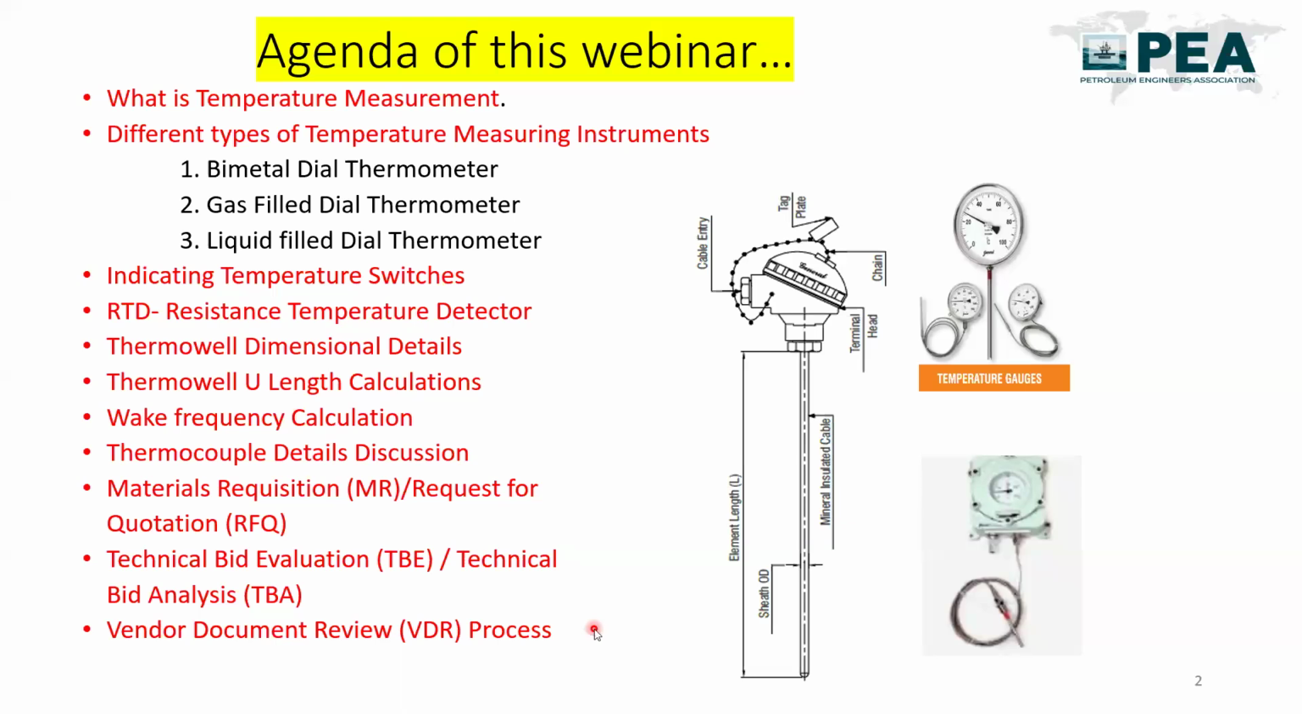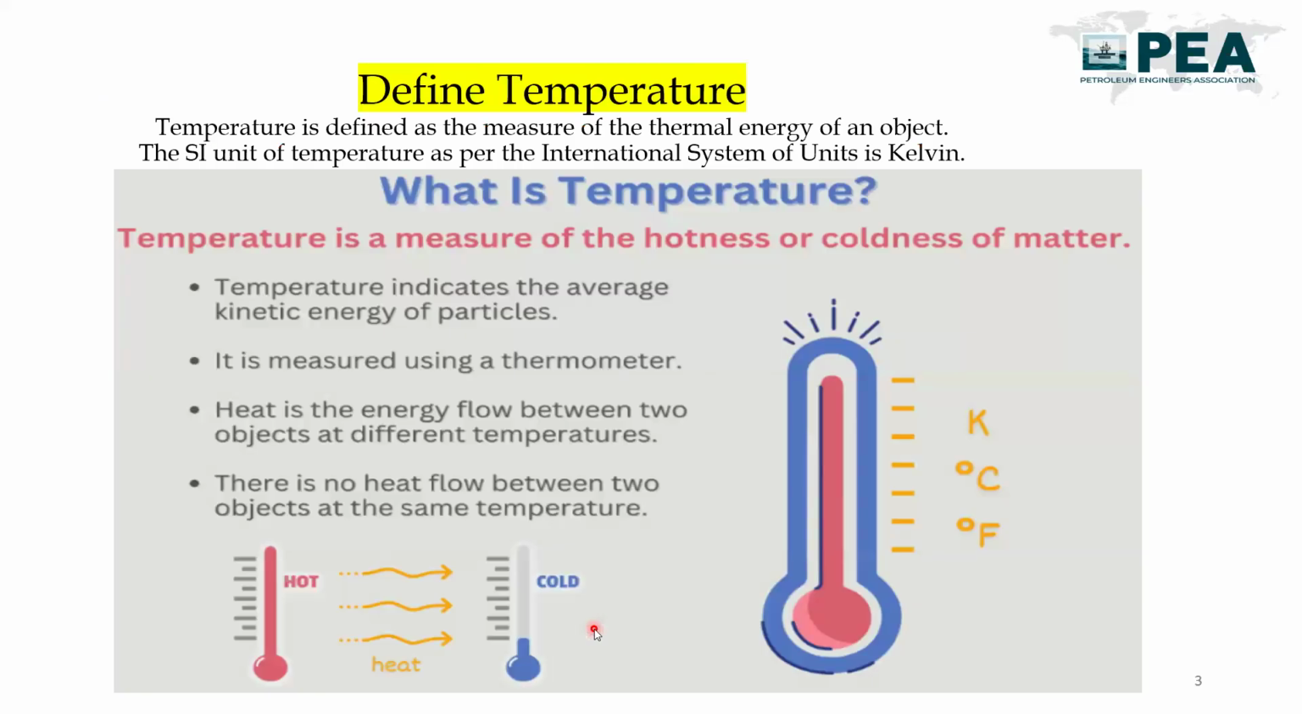And yes, we are proceeding to our next slide. First of all, we will discuss what temperature is. Temperature is defined as a measure of the thermal energy of an object. Any object which has some thermal energy, that energy is reflected as temperature. The unit of temperature is Kelvin, and also degree Celsius and Fahrenheit. There are different units of temperature used worldwide.